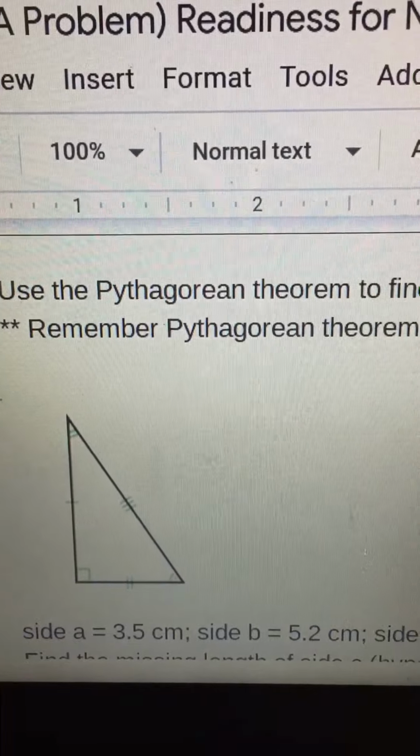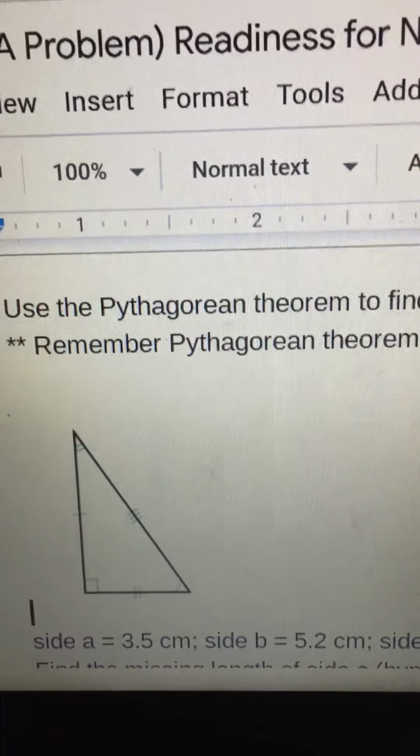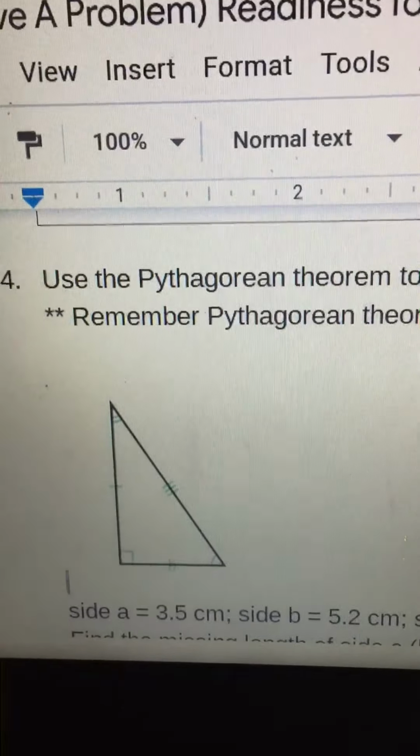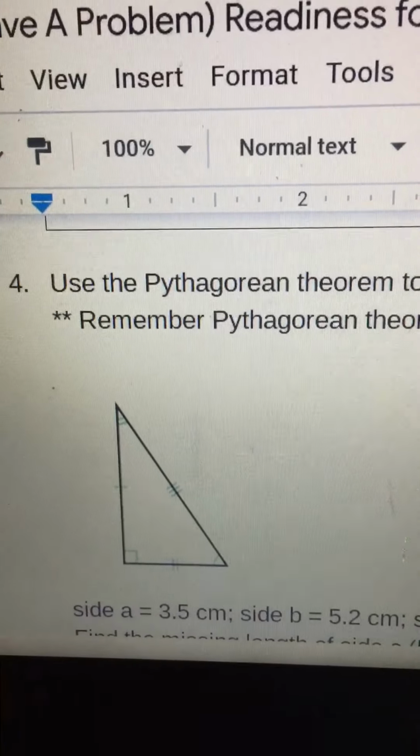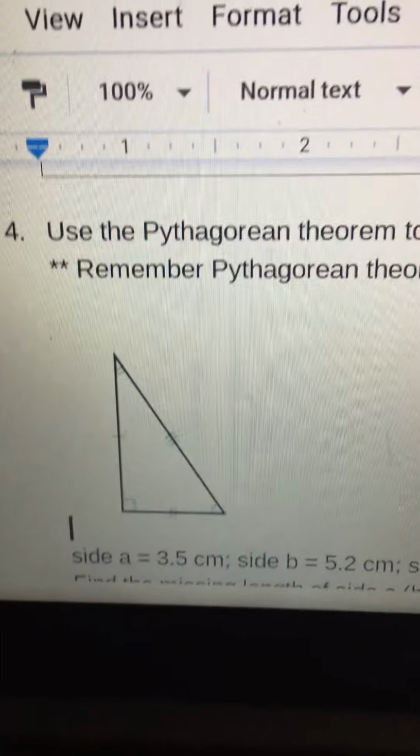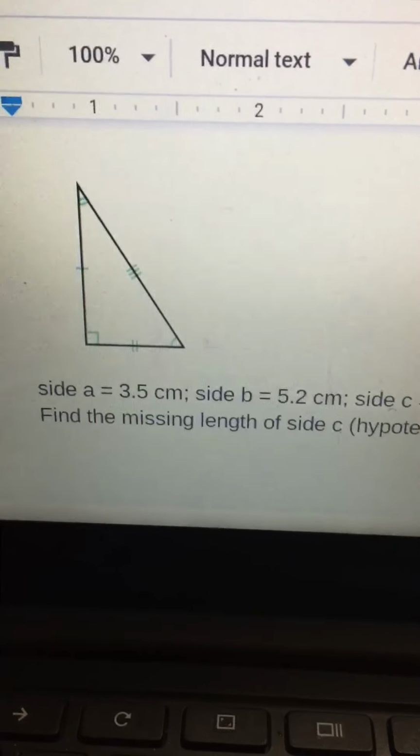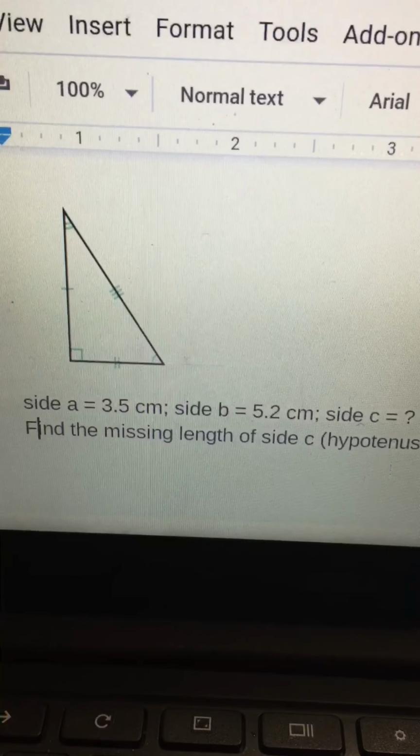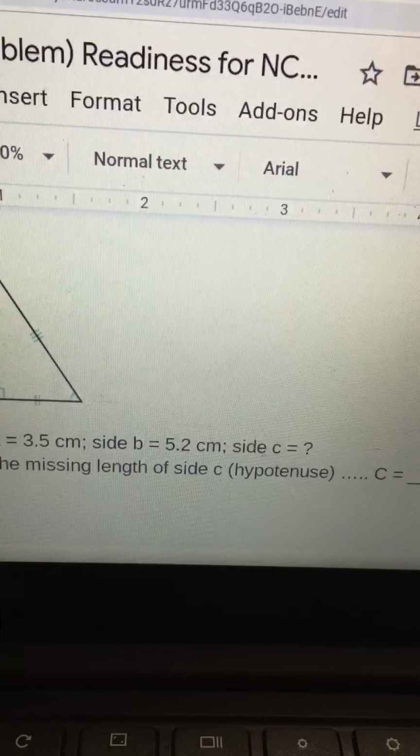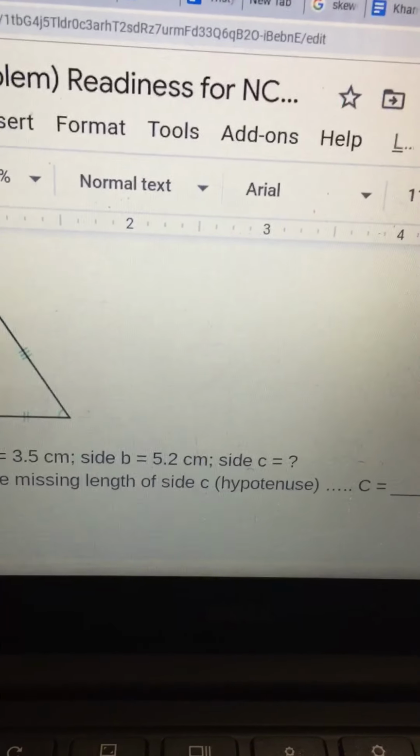You can solve the problem without drawing your triangle, but I always draw my information. If I'm given a triangle, I always draw it out so I can work it out as well. All right, so here's the information that was given. It says you have side A, which is 3.5 centimeters. You have side B, which is 5.2 centimeters. And our side C, we do not know what the length is.